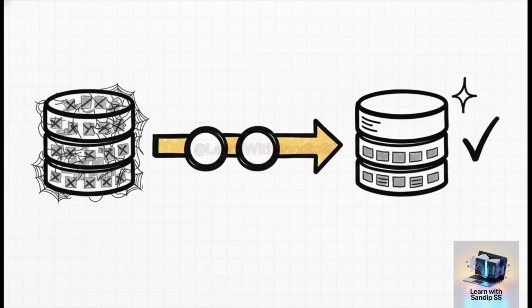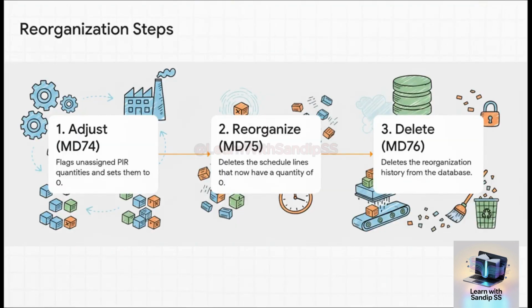And we're not just talking about hiding old data here. We are talking about permanently deleting those obsolete PIRs from the database for good. And luckily, SAP gives us a safe 3-step routine to get it done right. Okay, here are the 3 magic transactions. First, you run MD74 to adjust requirements.